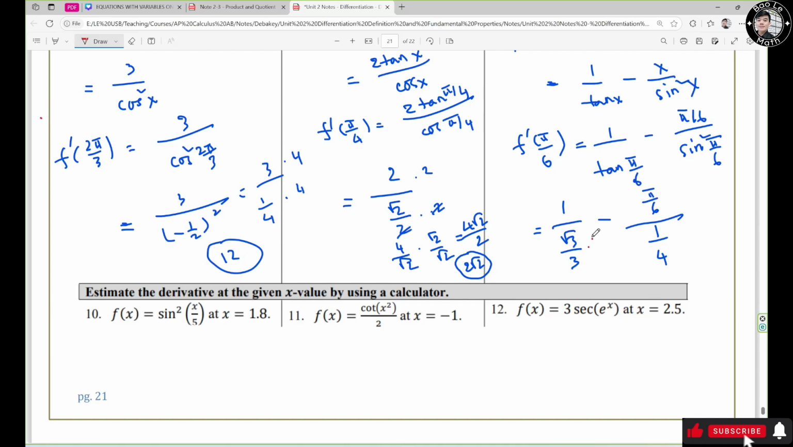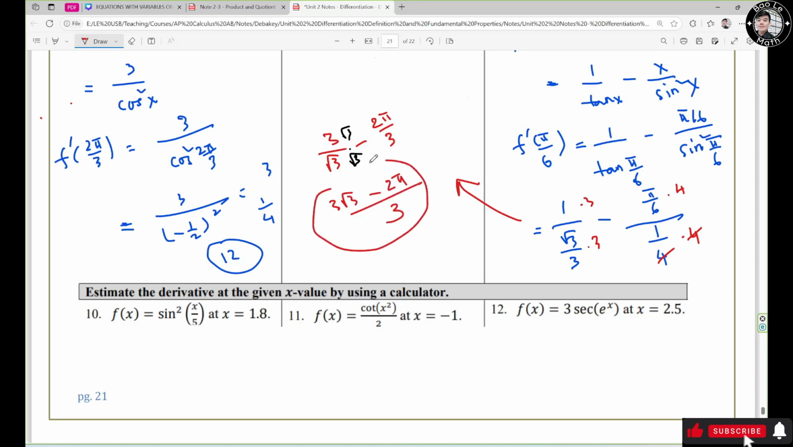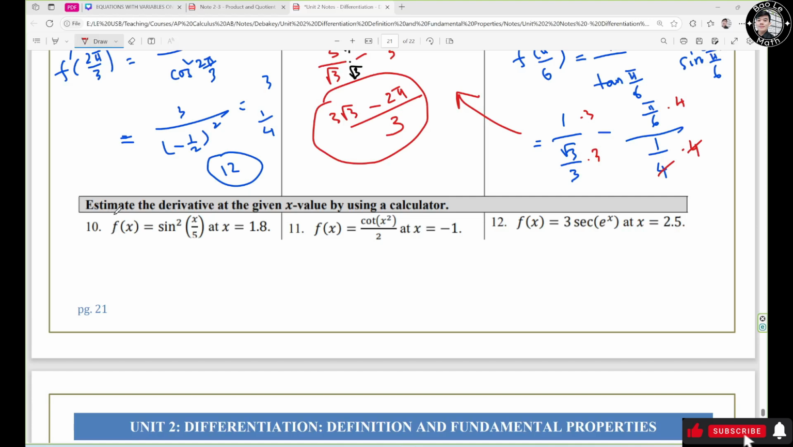For this one, I'm going to multiply the top and bottom by 3, right? So it turns out to be 3 over root 3, right? For this one, I'm going to multiply the top and bottom by 4, right? So this guy cancels out, right? So 4 pi over 6, it could be 2 pi over 3, right? So minus 2 pi over 3. Now, this one right here, I need to multiply the top and bottom by root 3, right? So I have 3 root 3 minus 2 pi over 3. This one is the final answer, right? Now let's move on to the next problems.